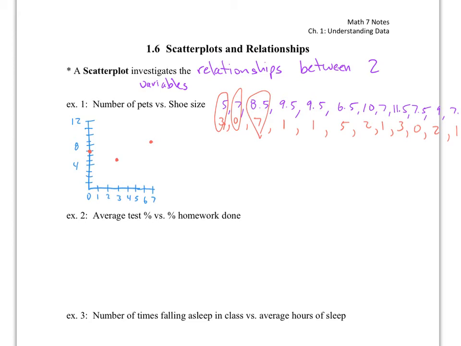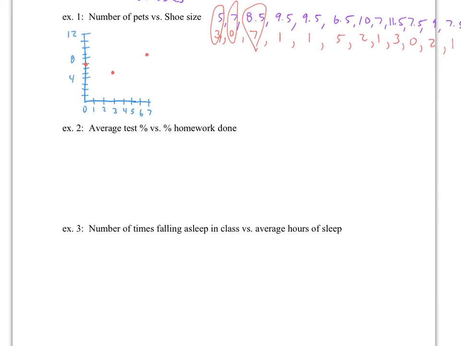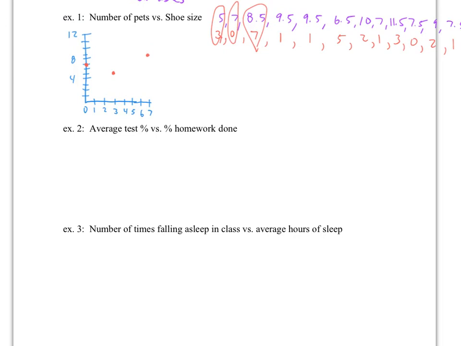So scatter plot. Okay, that's making a scatter plot. Now let's think about this one. Average test percent versus homework done. So I will make some numbers up here. So let's do our grid here. And this is percent on the test. And this is percent homework.